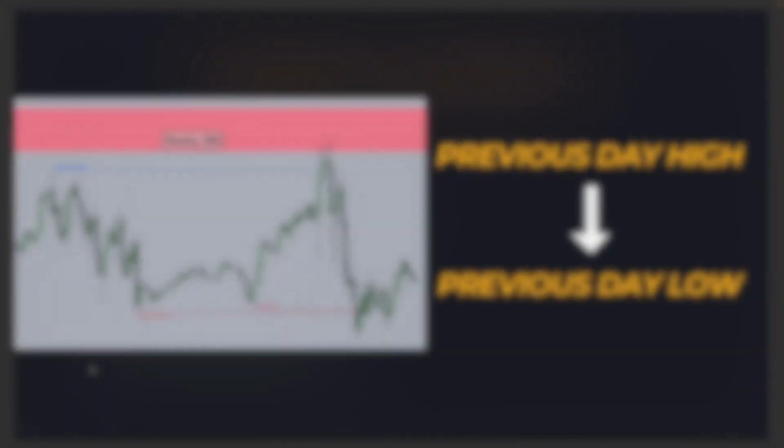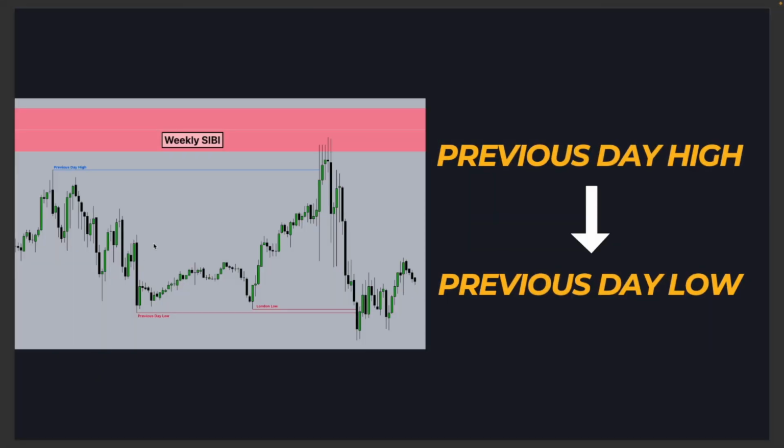Okay? So now we are zoomed in to a 15-minute chart. This red box is still the weekly SIBI. So as we can see, price is reaching up into this weekly fair value gap, the higher time frame PD array. But what is it also doing? It is sweeping a session high. In this case, we have previous day high. Okay, so that's, if we were looking for shorts, that's what we want to see. We want to see a session high swept into a higher time frame PD array, and then we get our setup.